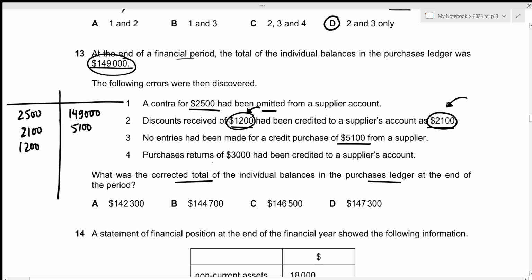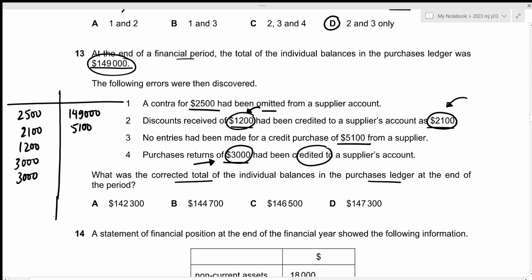Then purchases returns of 3000 have been credited to a supplier's account. Again, purchases returns would be recorded on our debit side. But instead of recording this as purchases returns, we recorded 3000 as part of our credit purchases. So we need to subtract it from credit purchases. In order to do so, we just need to record it on the opposite side. So that's 3000. Now this will cancel out with the previous error of 3000 on the credit side, but we also need to show 3000 as purchases returns. So we need to record it again on the debit side.